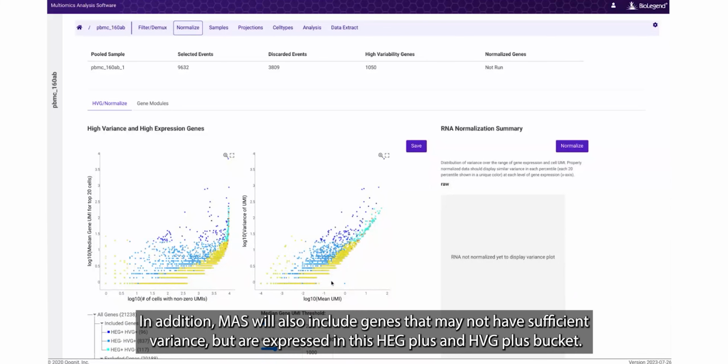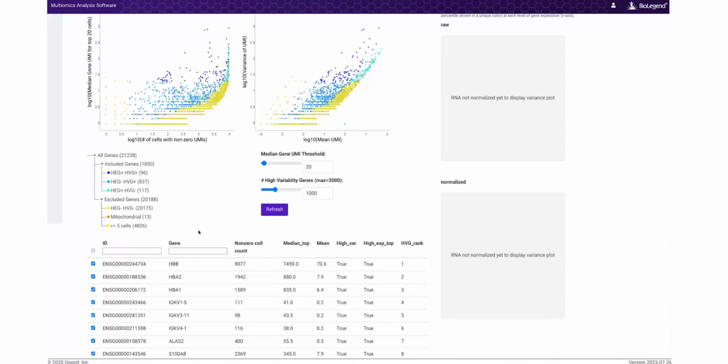In addition, Mass will also include genes that may not have sufficient variance but are expressed in a few cells, in this HEG plus and HVG plus bucket.